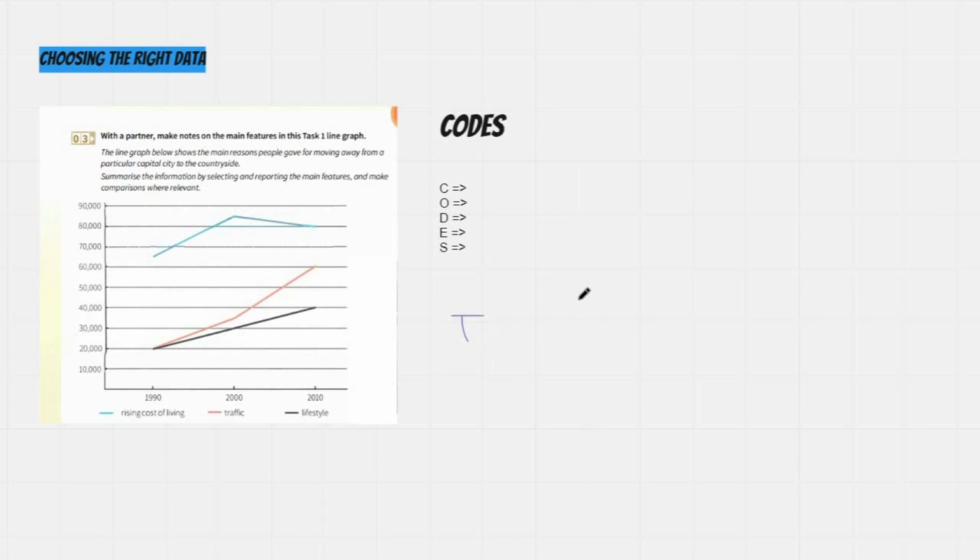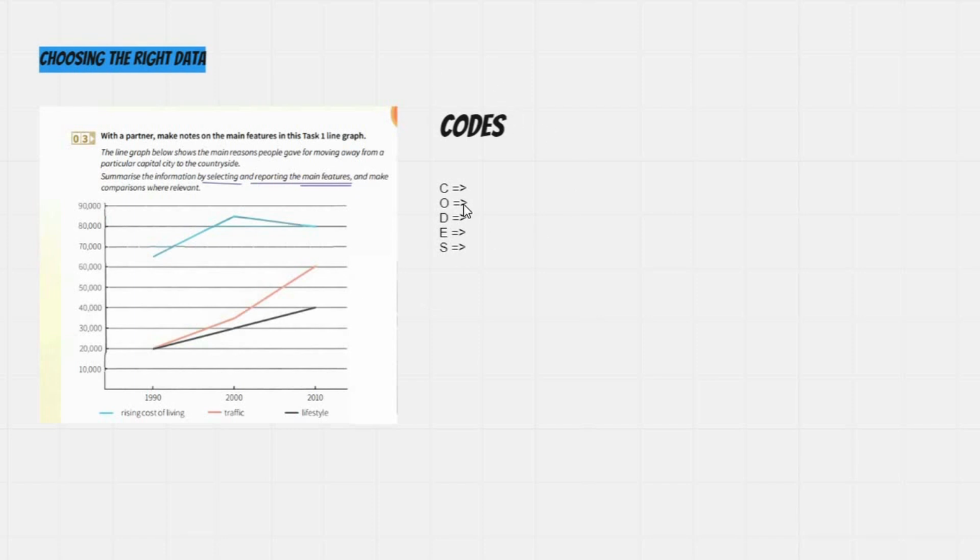So what we see here is a line graph that has the task like this. The line graph below shows the main reasons people gave for moving away from a particular capital city to the countryside. And then the typical: summarize the information by selecting and reporting the main features and make comparisons where relevant. So the task asks us to select, this is part of the task, and report the main features. Extremely important. Now, what you want to ask is probably, what are the main features? Well, let me tell you.